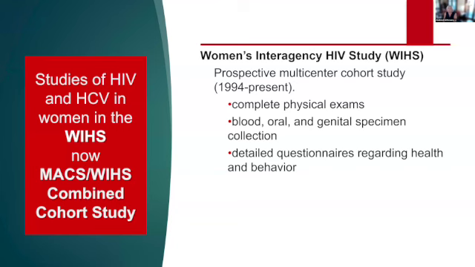So the studies I'm going to present right now of HIV and HCV are nested within the Women's Interagency HIV Study. It's now called the MACS/WIHS Combined Cohort Study. The advantage is it's a prospective study. Samples are collected, histories taken, physicals are done. The study started in 1994, so you can have prospective and retrospective samples to answer specific research questions.